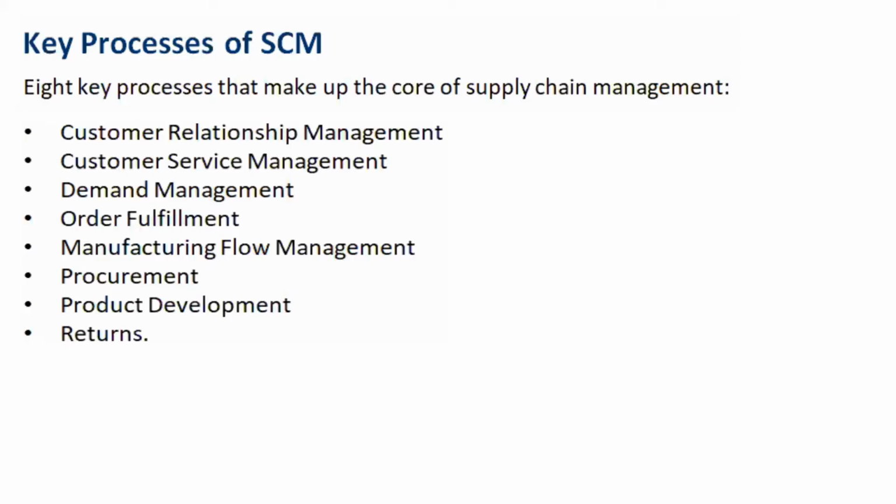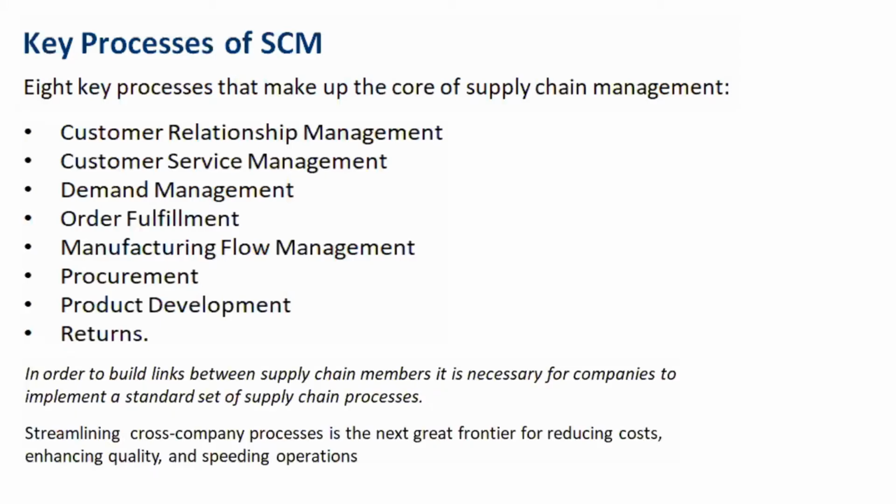In order to build links between supply chain members, it is necessary for companies to implement a standard set of supply chain processes. Streamlining cross-company processes is the next great frontier for reducing cost, enhancing quality, and speeding up operations. This is something I feel a lot of companies or organizations are missing. They should really look at their existing processes and revamp them as per the standard in the market.